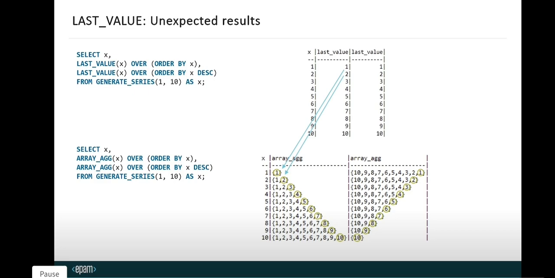This gives us a key to understanding how the last value function works in the case when the window frames are not defined explicitly. Well, in a little more detail, we will discuss this topic in the next video.